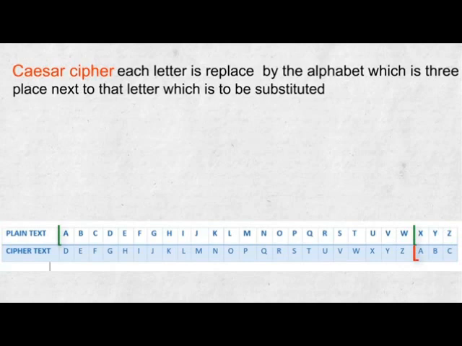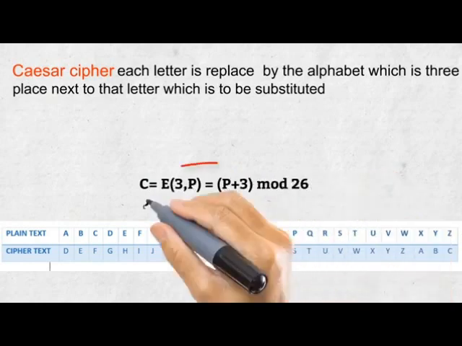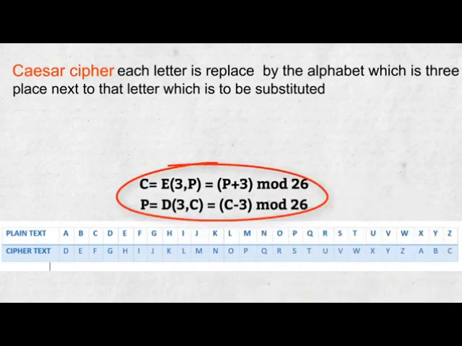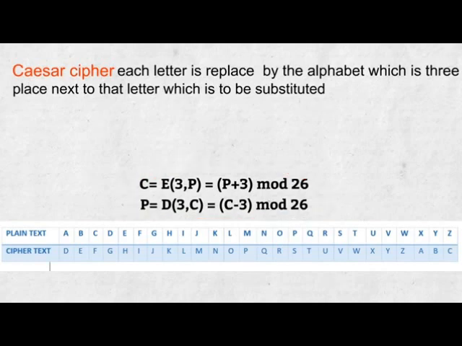Now here, for plain text X, Y, Z, we restart the alphabet series from A, B, and C. Now we can show this with the help of an example. We can define the Caesar cipher with a mathematical expression. Here C is ciphertext, E is for encryption, P is for plain text, and D is for decryption. Now take an example here.